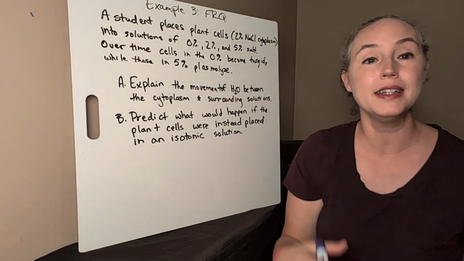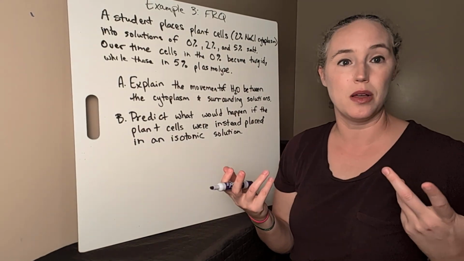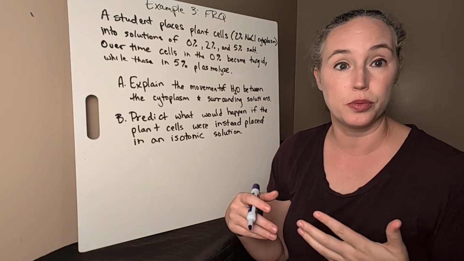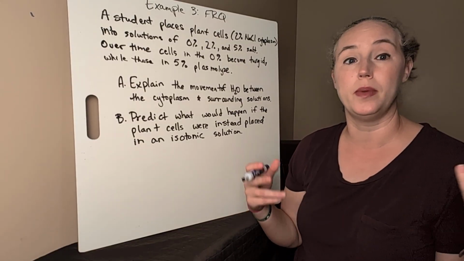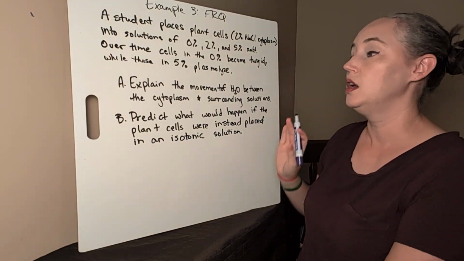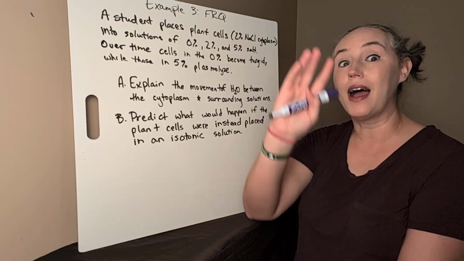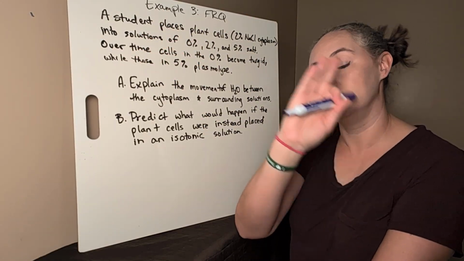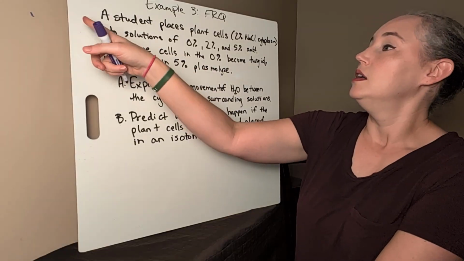All right, a lot of times FRQs give an example of an experiment. They tell you about the results, and then they ask you to explain why it's happening and maybe predict something or do a calculation. We're not going to calculate in this one. I've got a whole calculation situation in another video. Let's look at this.